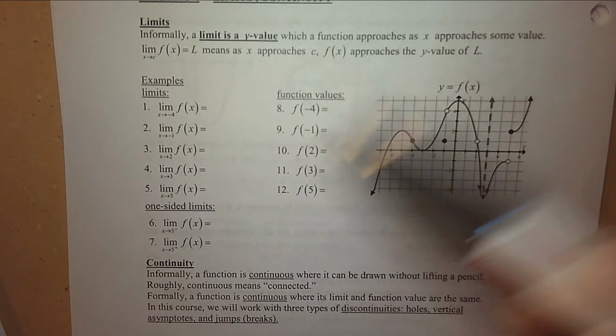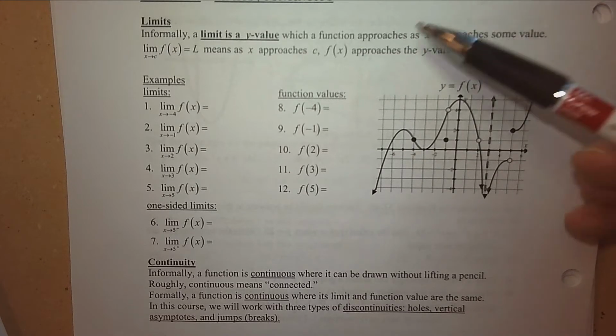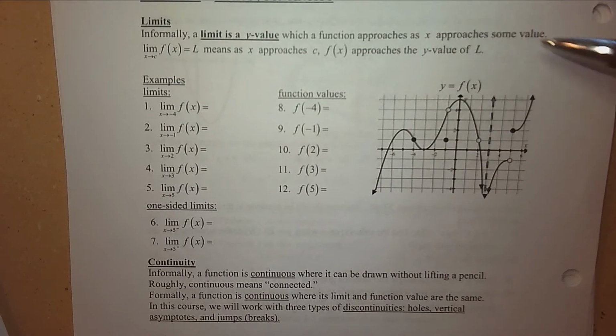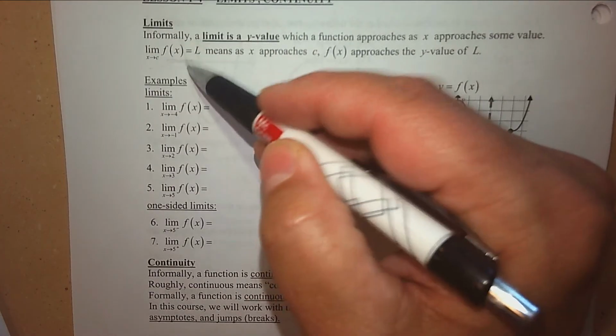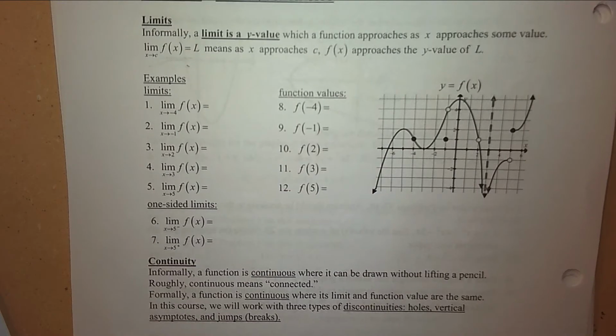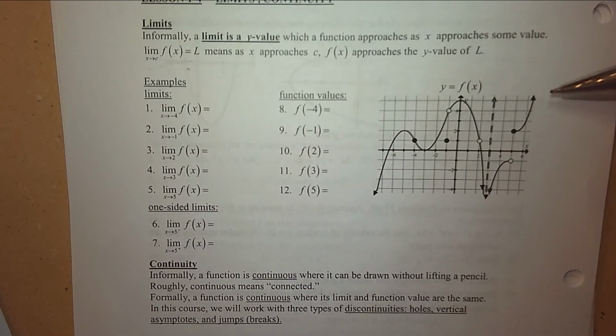So, what is a limit? Informally, a limit is a y value which a function approaches as x approaches some value. You can get a mathy definition, which is fine. The limit as x approaches c of f at x equals L means as x approaches c, f at x approaches the y value of L. You understand that a limit is not the destination, but the journey as it gets there.